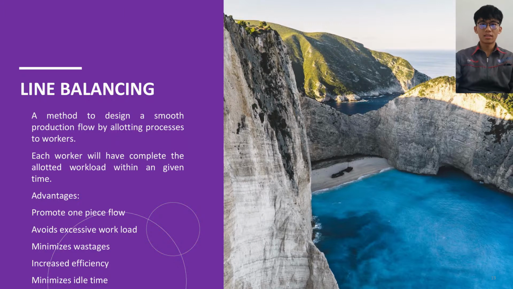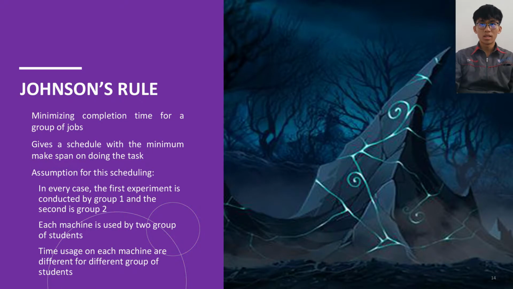Then the next methodology we use in this project is Johnson's rule. Johnson's rule minimizes completion time for a group of jobs. So given a schedule with a minimum makespan on doing the task, the assumptions for this scheduling are: in every case, the first experiment is conducted by group 1 and the second by group 2. Each machine is used by 2 groups of students. The time usage on each machine is different for different groups of students. So this is a scenario of our project.